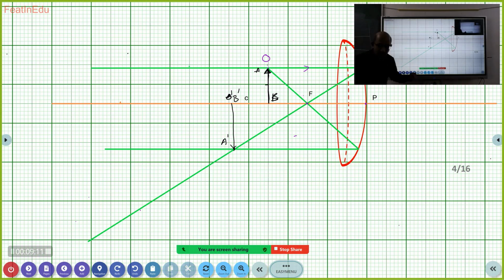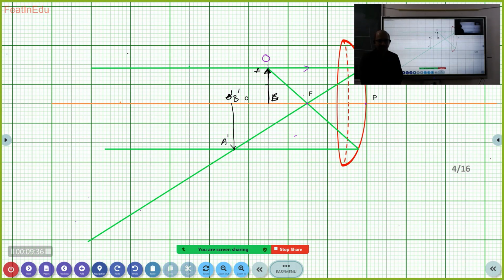So, now this is what you have to say. If the object is kept between C and F, then the image is real. Why is it real? Because you are able to catch it on the screen. It is inverted. The image is real, inverted, beyond C and magnified.